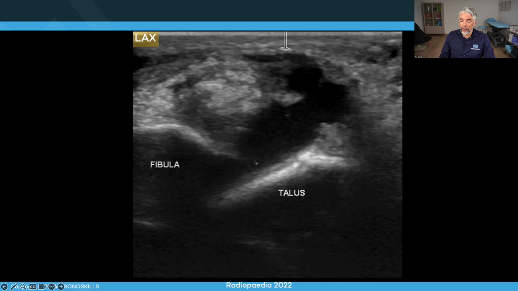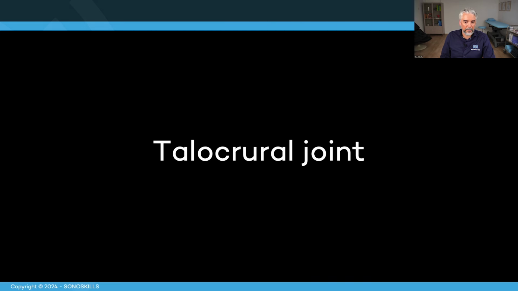We see also a large effusion coming from the joint and going towards superficial. So this is a really clear, complete tearing of the talofibular ligament.